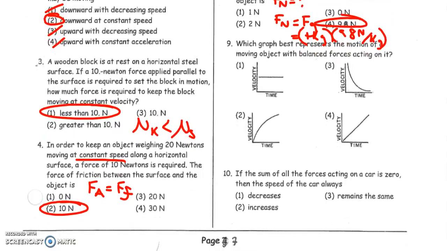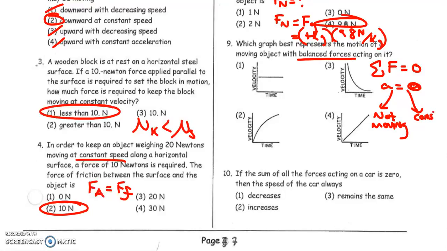Last two here, we have the motion of an object moving with balanced forces. If they have balanced forces, that means F net is 0. That means a is 0, which means it's either not moving or moving with a constant velocity. So we just have to look at which one of these shows an object either not moving or moving with a constant velocity, and the only one that shows a constant velocity is choice 1.